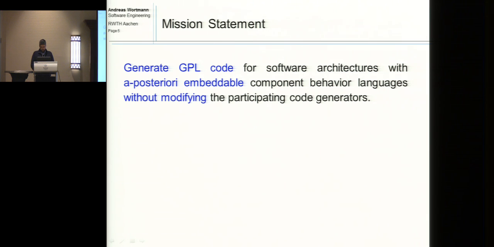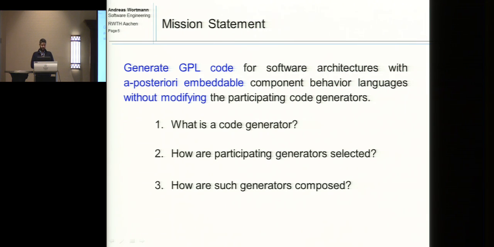To tackle that, we had to tackle three questions. What is a code generator? It's a favorite question at our group because we have no answer. You could stick, for example, to IEEE, where a code generator is a piece of software that translates something to another thing. It doesn't help us. You have to define how the participating generators are selected, and you have to define how these are composed ultimately.